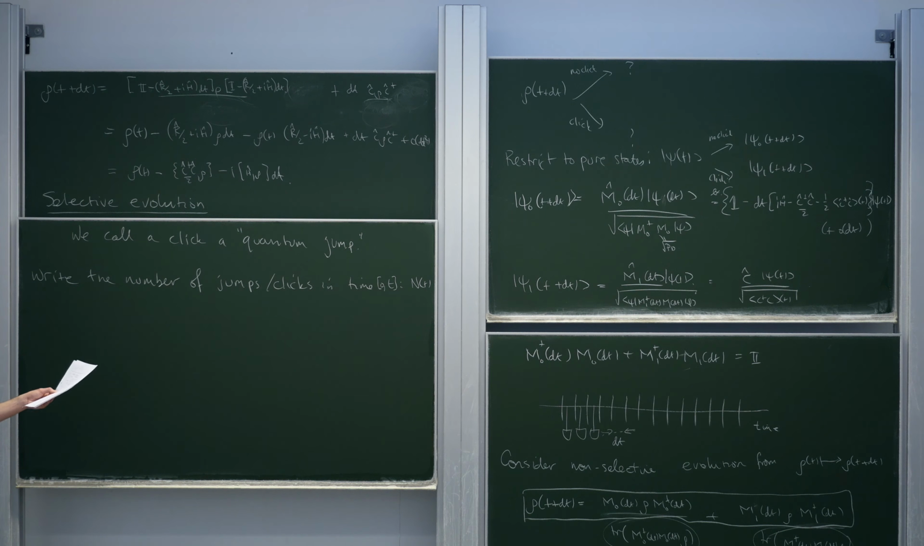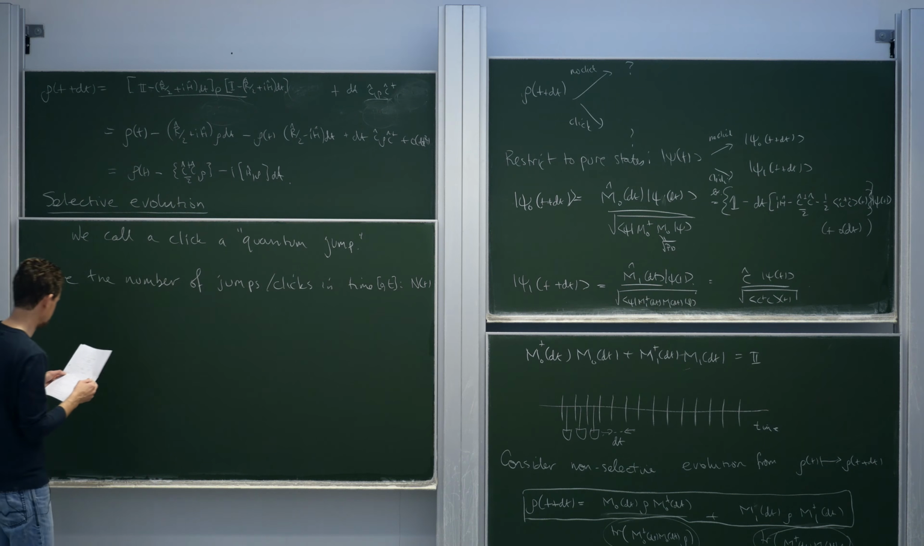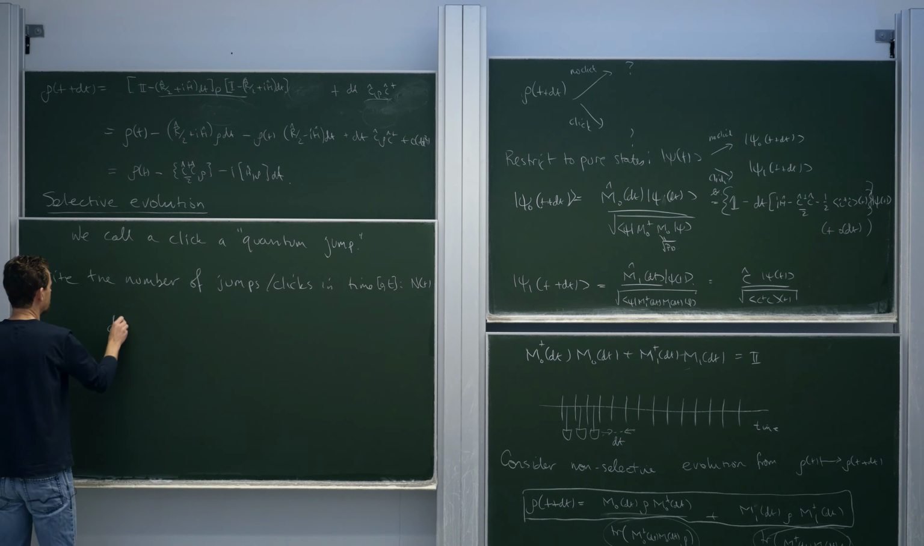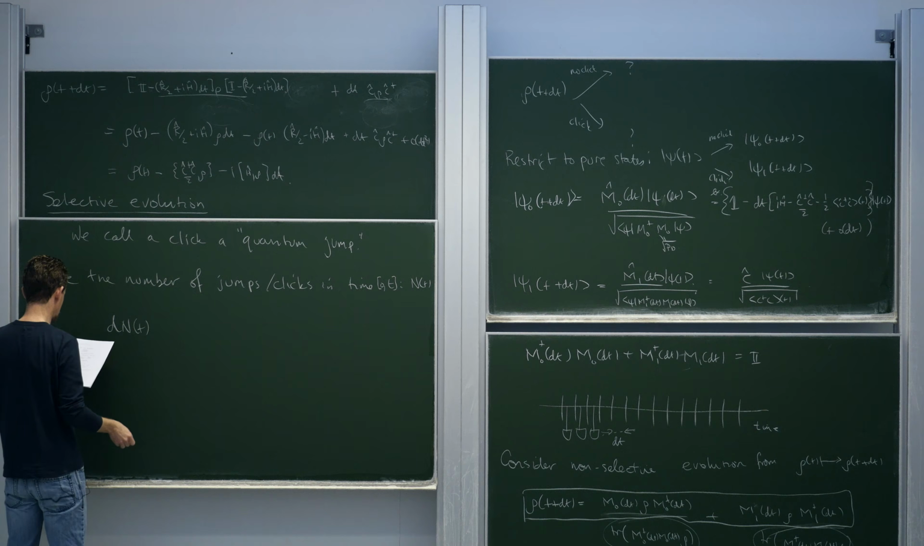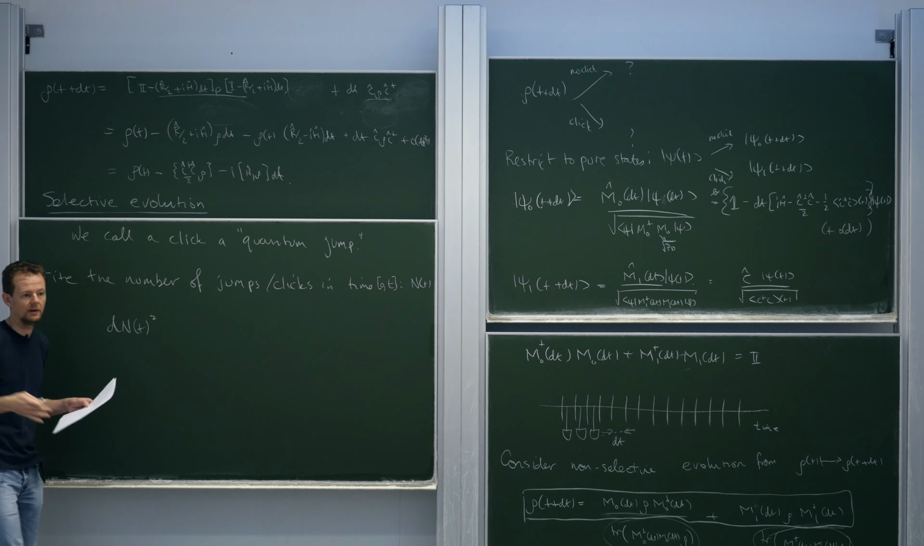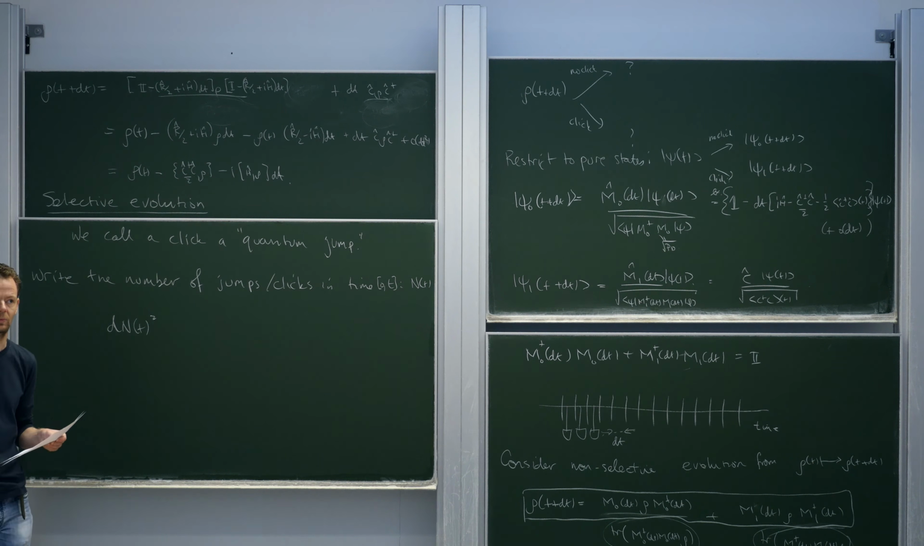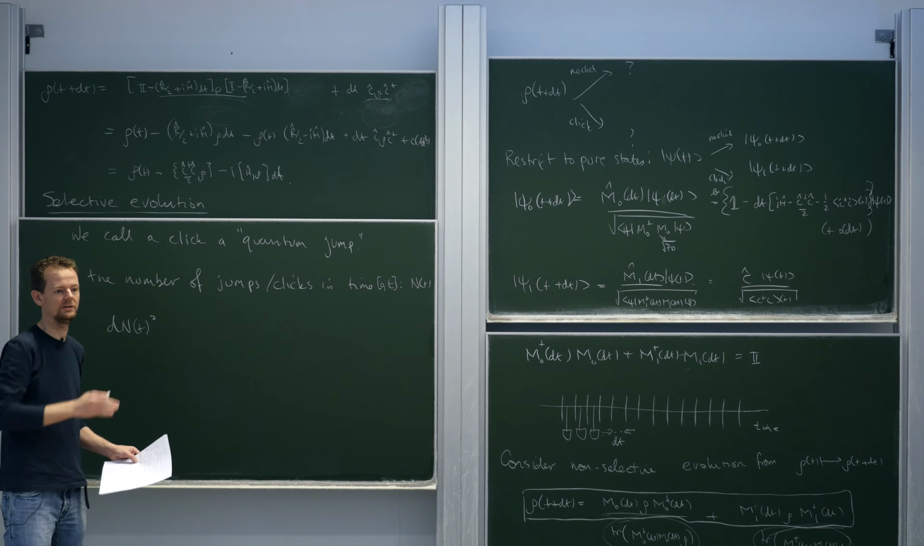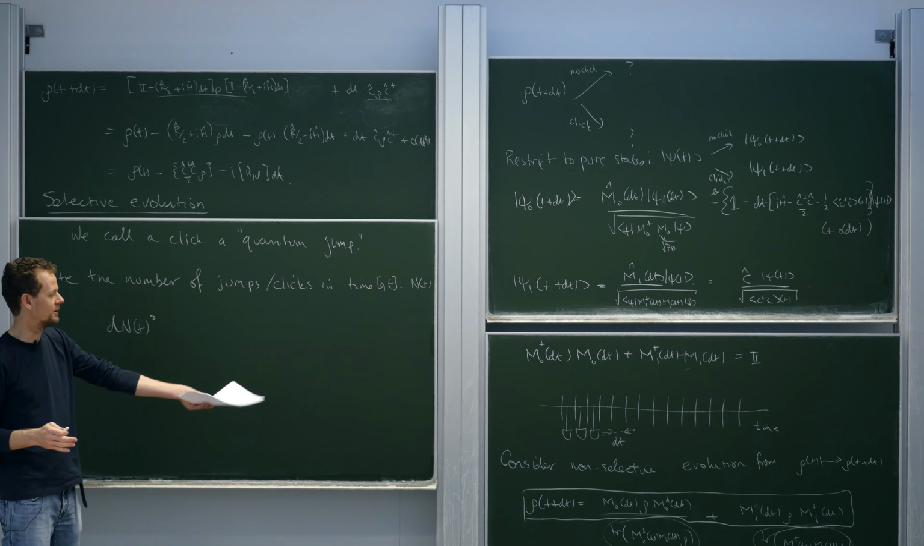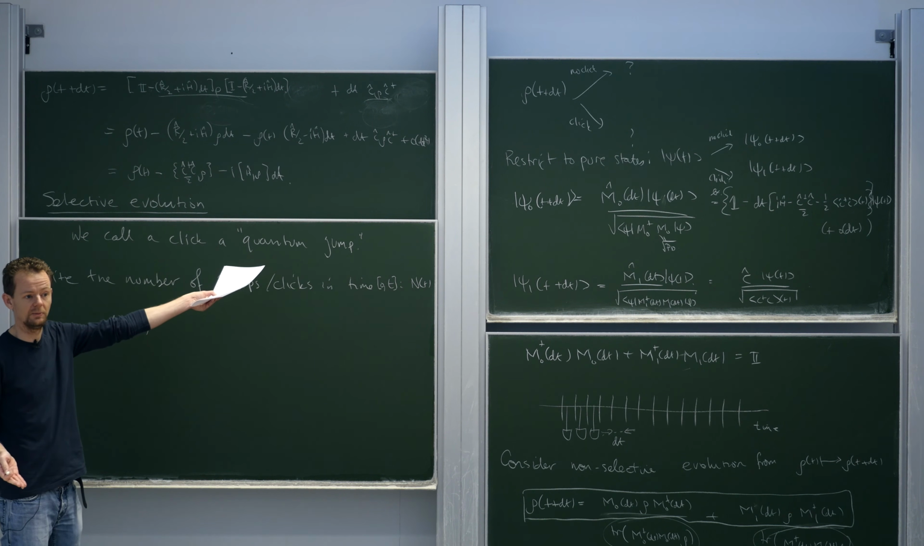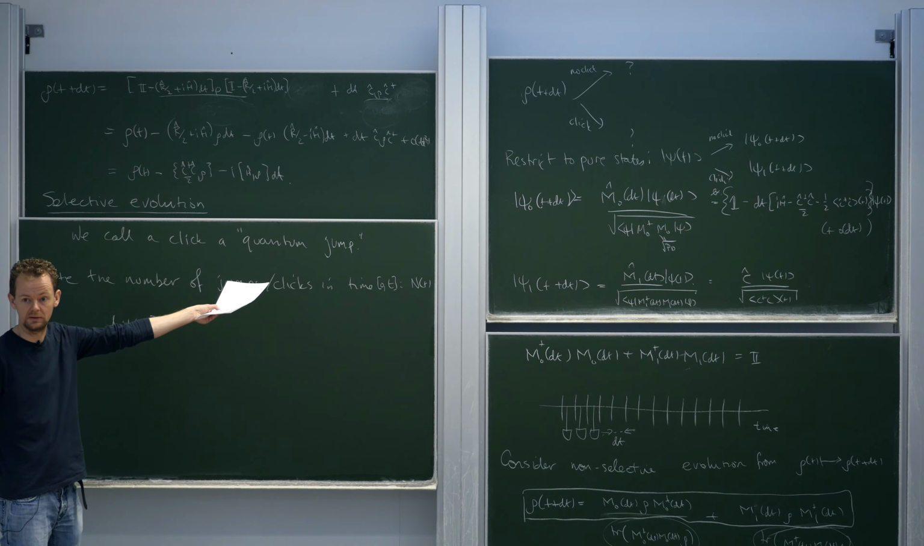You look at your measurement record, you count the number of clicks, add them up. It's an integer, that integer's n of t. If you look at the change of n of t over time, then dn of t, the change in the number of clicks, is either 0 or 1. The probability that you see n incrementing by 2 is, in this case, impossible because you've got a dichotomic measurement which can only report 0 or 1 clicks.